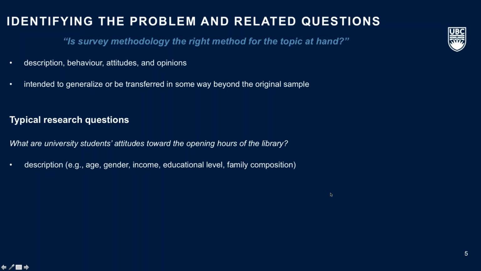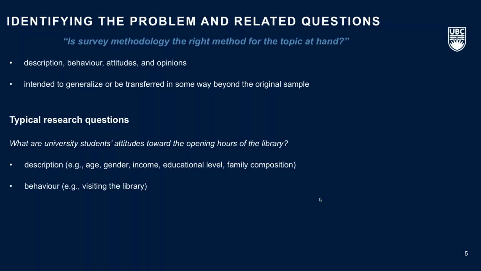We can build on this question by adding a description. So in this case, it would be a description of the students. We want to know about the university students themselves, their age, gender, and perhaps some other dimensions like income or educational level or family composition.